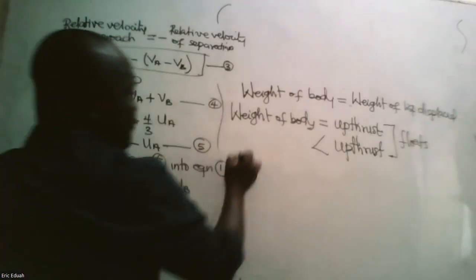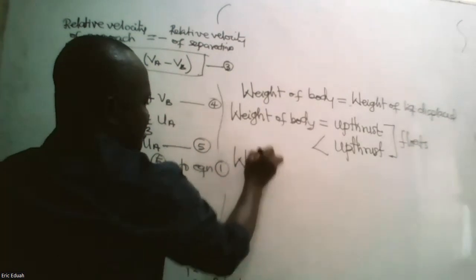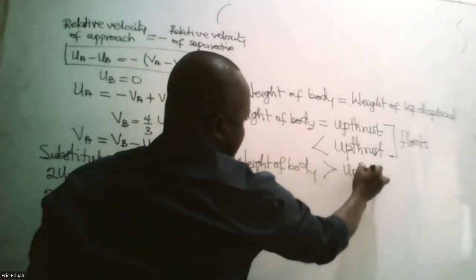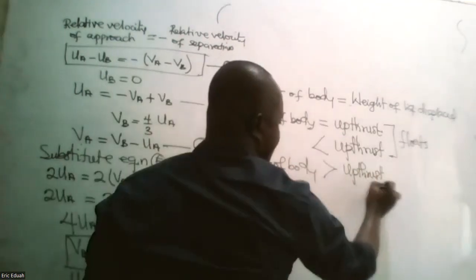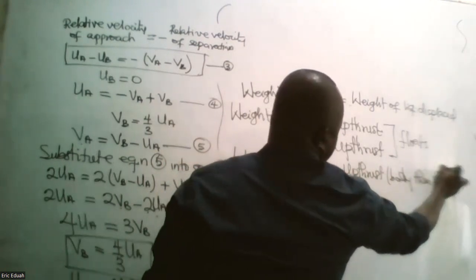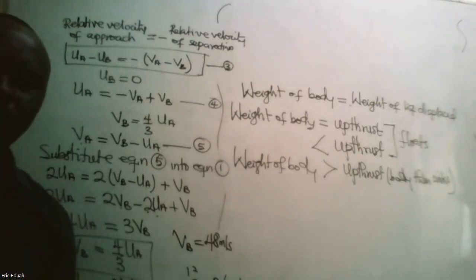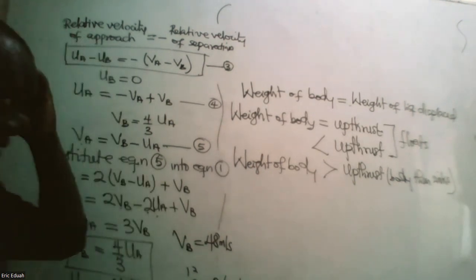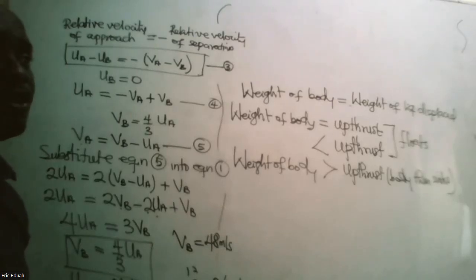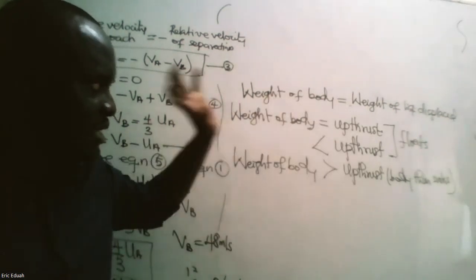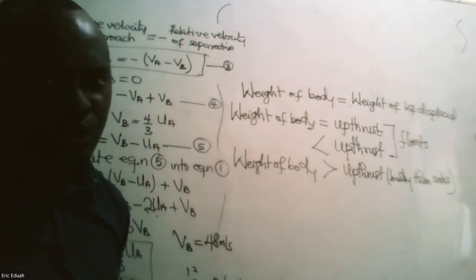But the moment you have weight of body being greater than the upthrust, then body sinks. So that's the condition. Are we okay? Yes, please. All right. So these are the two main conditions for a body to stay afloat. I'll send you a question on this after the class, so that you engage your brains and then forward your solution to me for marking.